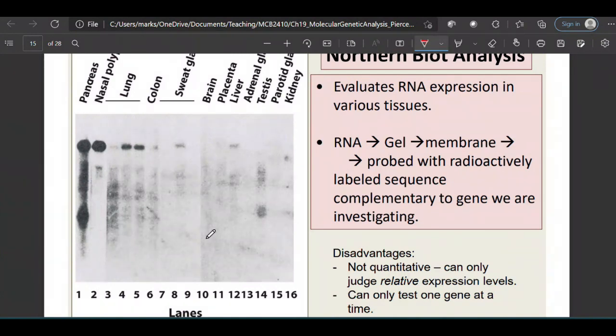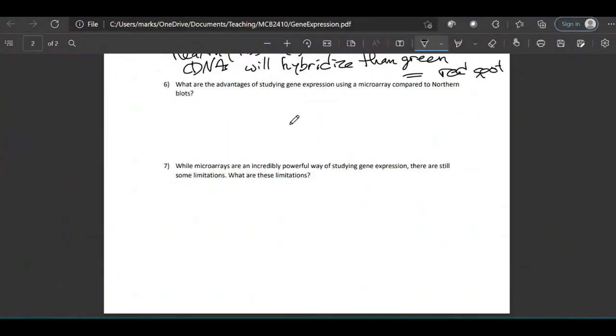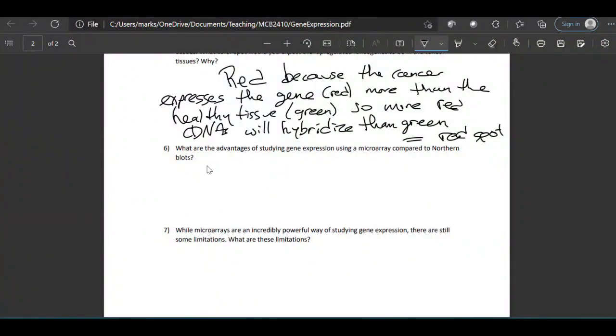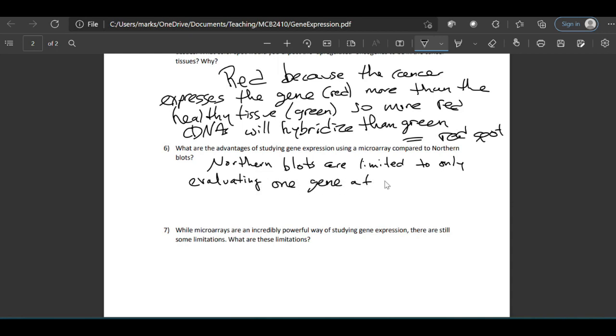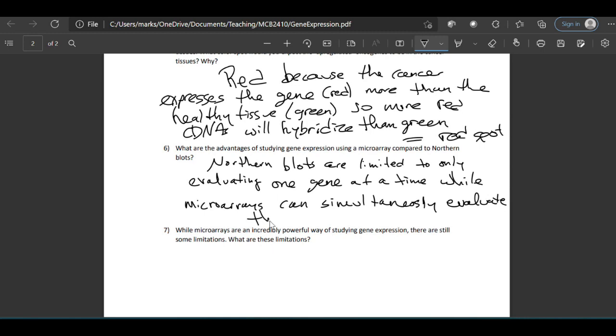If I want to test a different gene, I have to go and get all of these different tissue samples again and do new RNA extractions, make a new membrane and a new probe, and probe it with a different gene. And then if I want to do a different gene, I have to do it again. With a microarray, we can evaluate all of the genes simultaneously. So with a northern blot, you're limited to only evaluating one gene at a time, while microarrays can simultaneously evaluate thousands of genes.